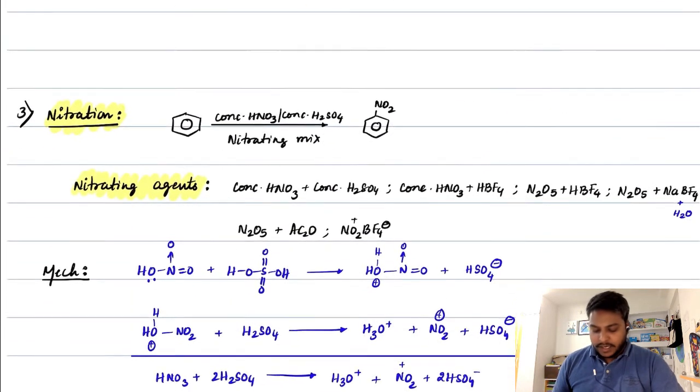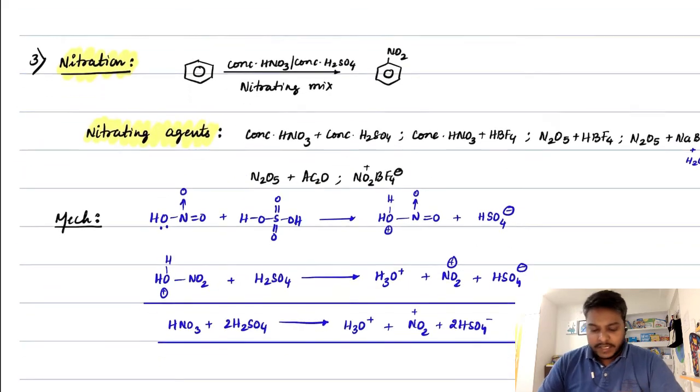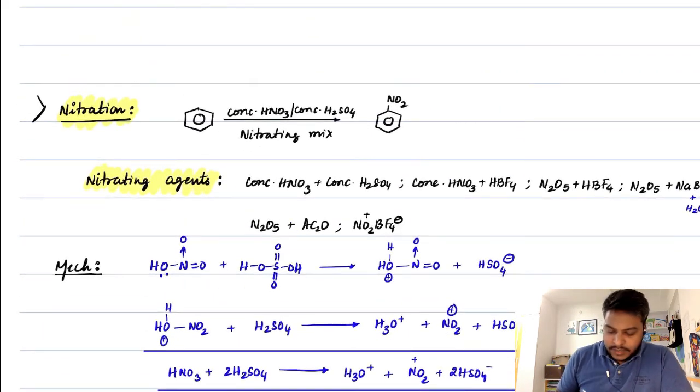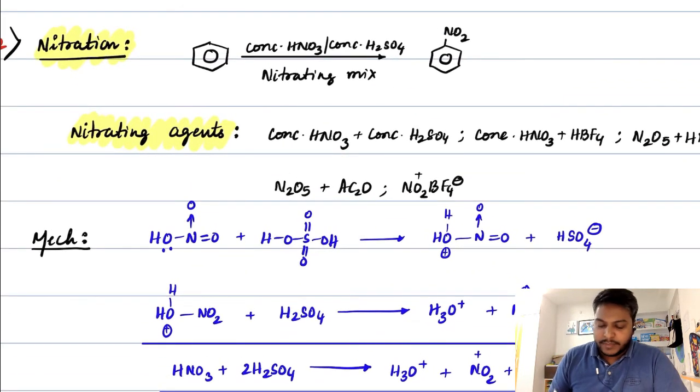Okay. And next, we come to the nitration reaction. The first reaction we learned was halogenation, and the second reaction is nitration. So in nitration, we take benzene and treat it with concentrated HNO3 in concentrated H2SO4. This is called the nitrating mixture.